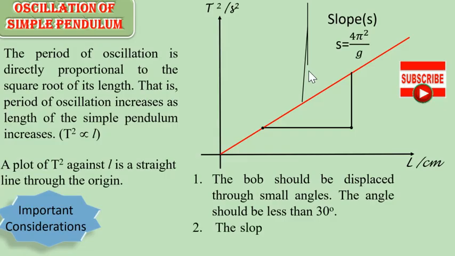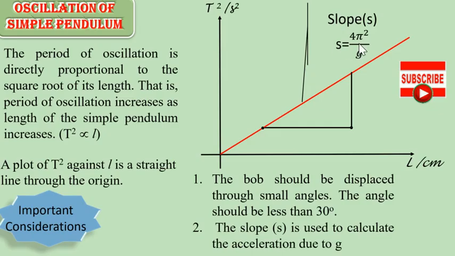So the second consideration we are going to look at is the slope, which we have seen here, is used in calculating the acceleration due to gravity. If I know the slope, the only unknown here will be g, the acceleration due to gravity. So this slope is very essential in calculating the acceleration due to gravity in the local place where we perform the experiments.